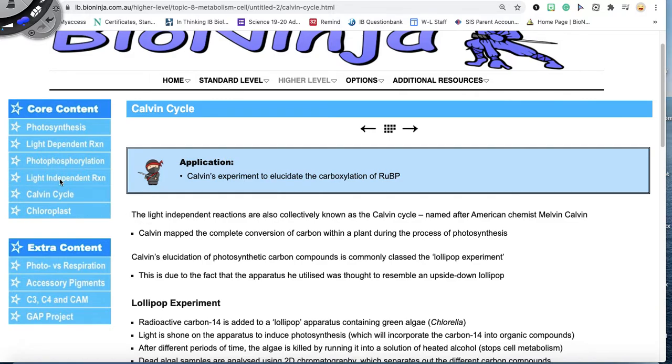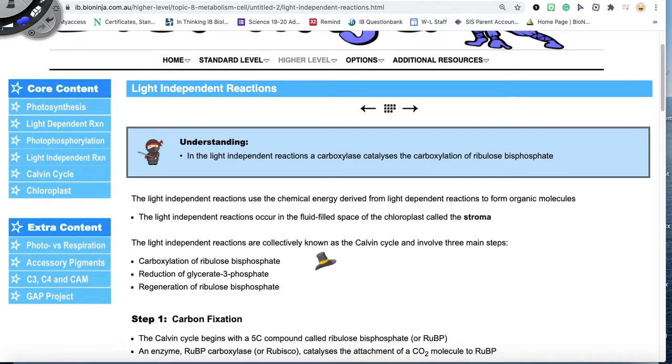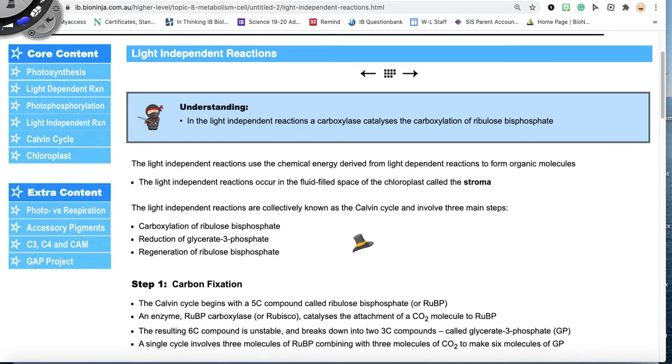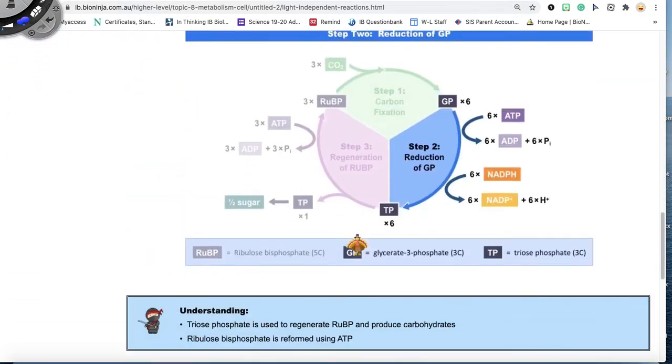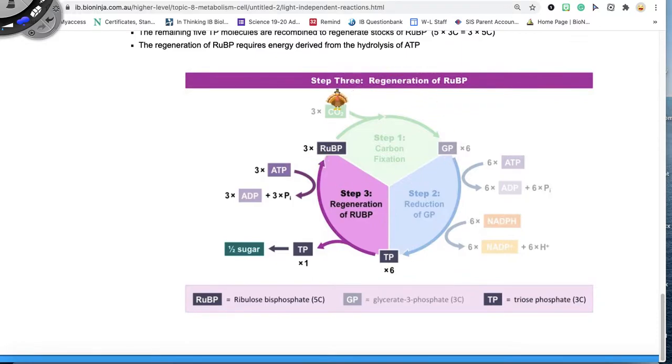So before we do so, let's go back to the light independent reaction, which we can collectively call the Calvin cycle. And if we look at step 3 here, we see that ribulose bisphosphate, or RuBP, is what you need to start the carbon fixation process, right? You need ribulose bisphosphate and carbon dioxide to get that unstable 6-carbon molecule.